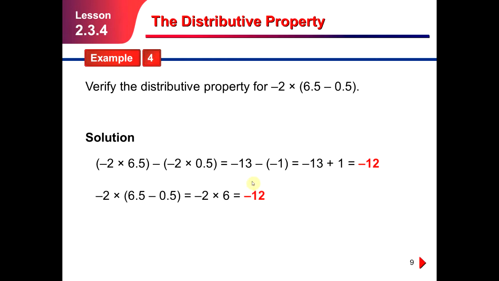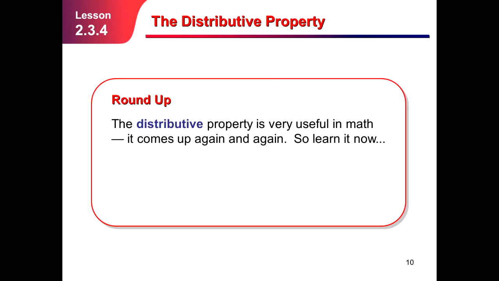Now for the quantity. Subtract 0.5 from 6.5, again we get 6, so we have negative 2 times 6, a negative times a positive is a negative, and we have negative 12. So we see that it still works even with subtraction, even with negative numbers. The distributive property is vitally important, and it's also very useful. Good time to learn it.